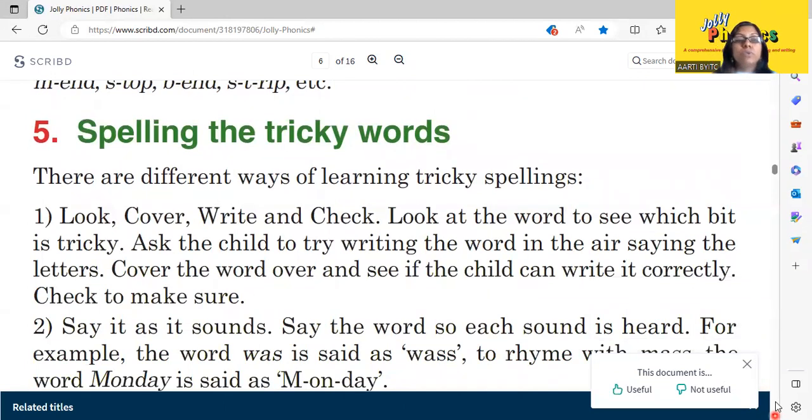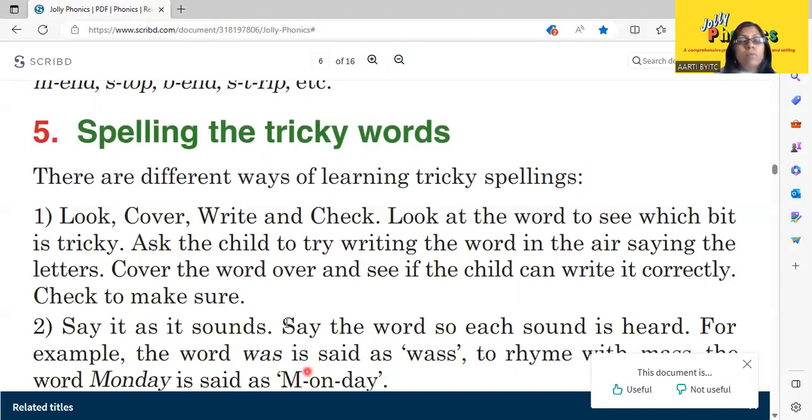Tricky words means those words which we get in the different rhymes of Jollyphonics, right? So there are a number of words. If you hear Jollyphonics, then you come to know there are a number of tricky words, right? And they are difficult to speak as well, right? So there are different ways of learning the tricky spellings. I shall be sharing a few ways for tricky spellings.